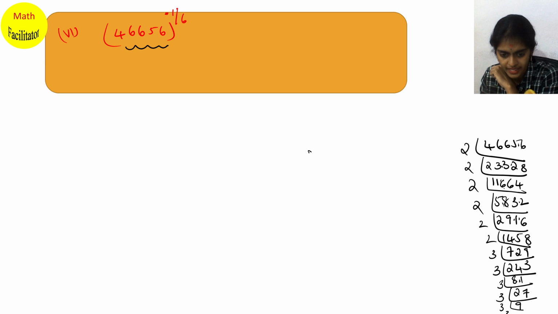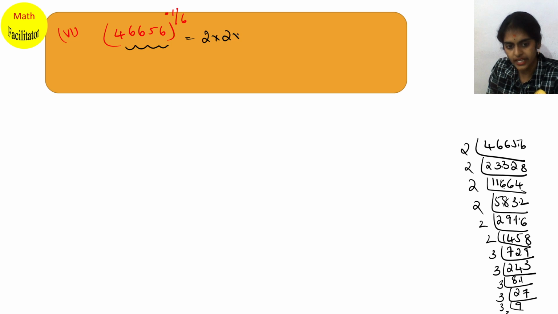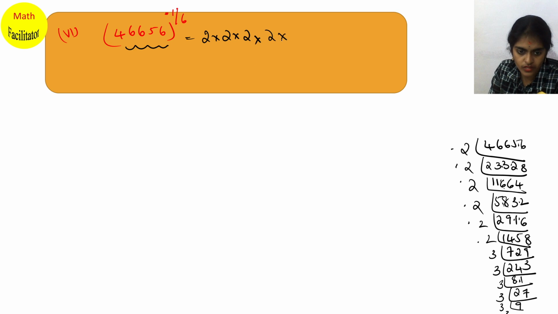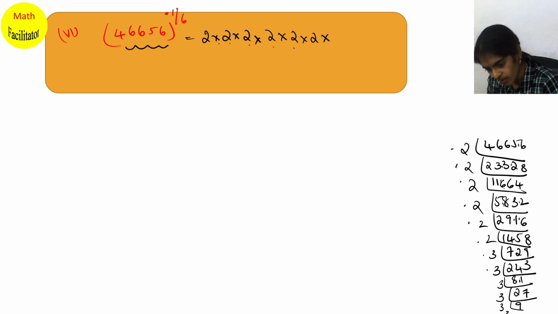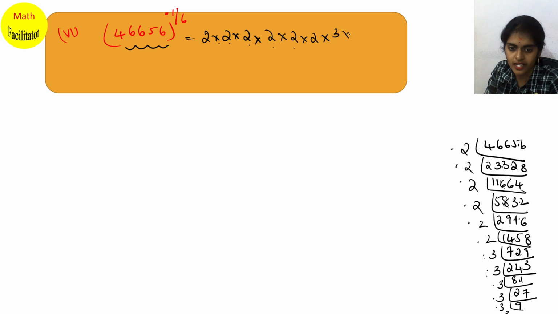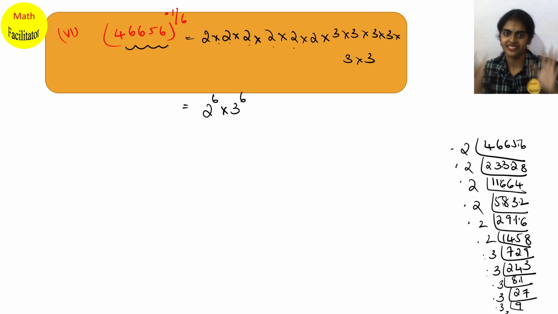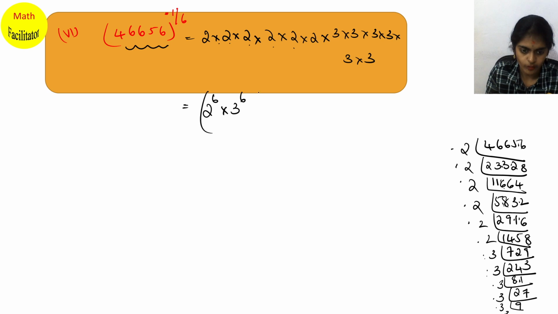So see how many 2s are there? Let me write the entire thing here. So 2 into 2 into 2, how many 2s? 1, 2, 3, 4, 5, 6. So 6 2s I have. How many 3s? 1, 2, 3, 4, 5, 6. 6 3s. So can I write this as 2 power 6 into 3 power 6? These 6 2s, 6 3s I have. And whole power I have minus 1 by 6 here.